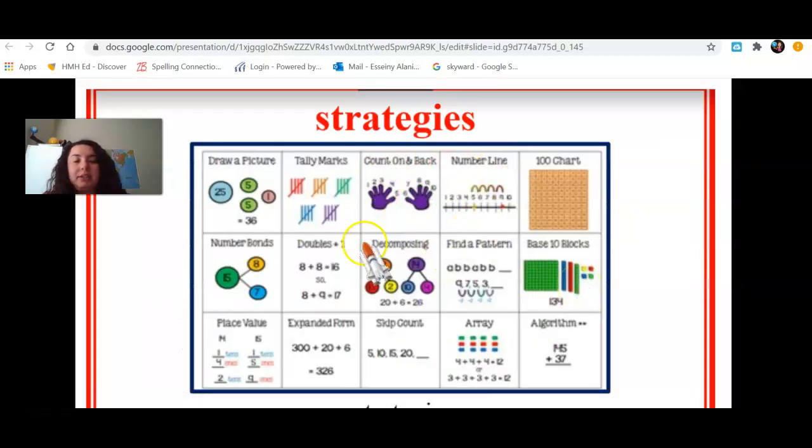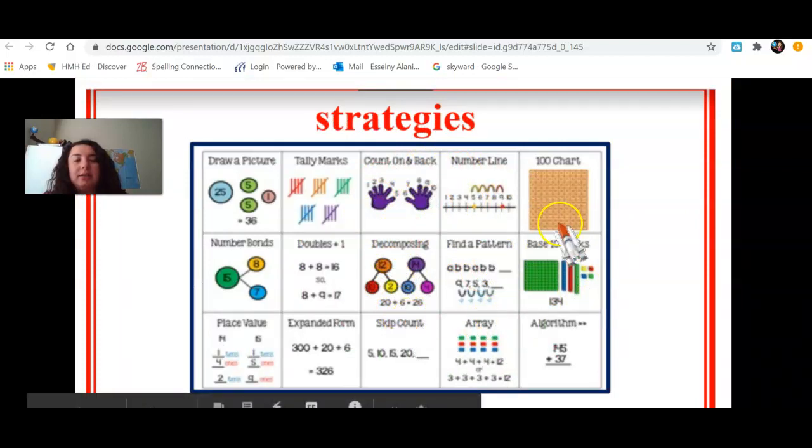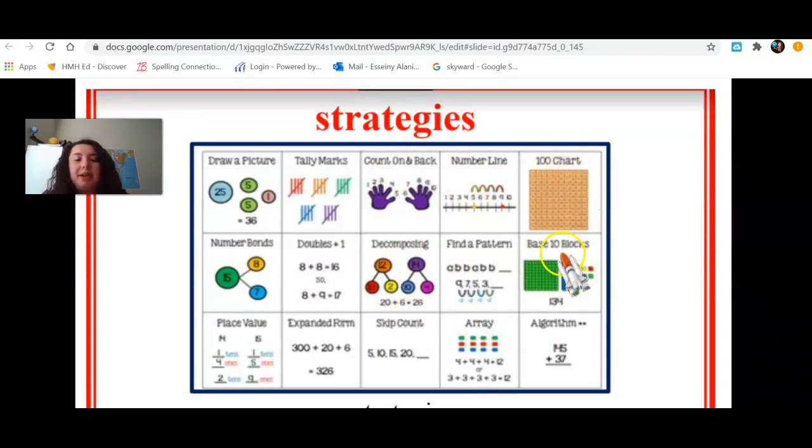And strategies, these are our strategies. We can use the hundreds chart, base 10 blocks, number line, counting with our fingers, tally marks, drawing a pictorial model.